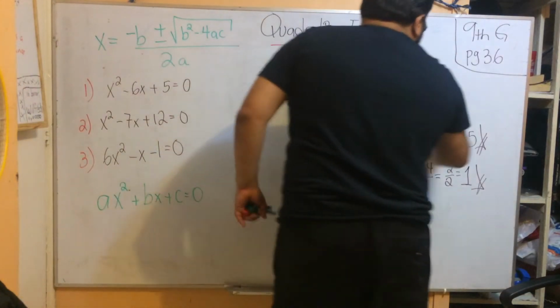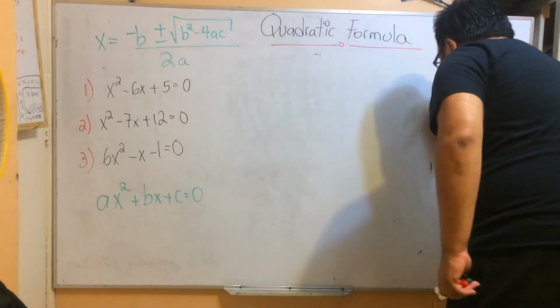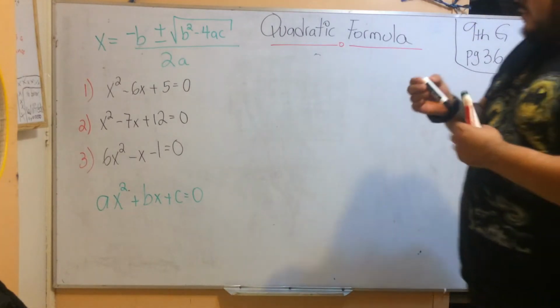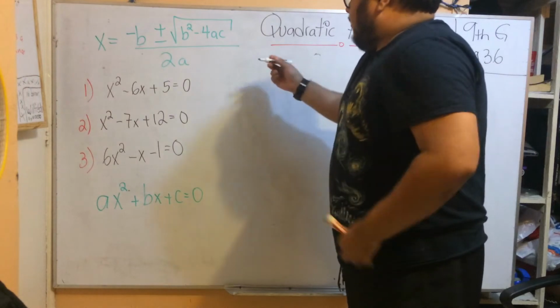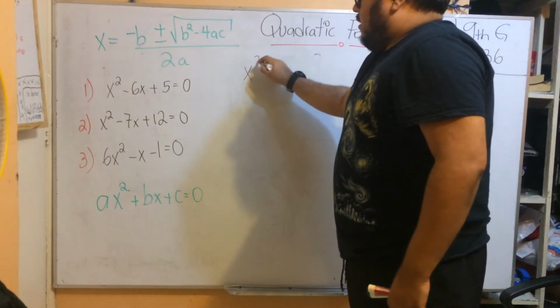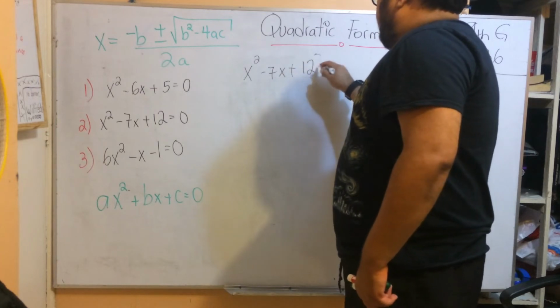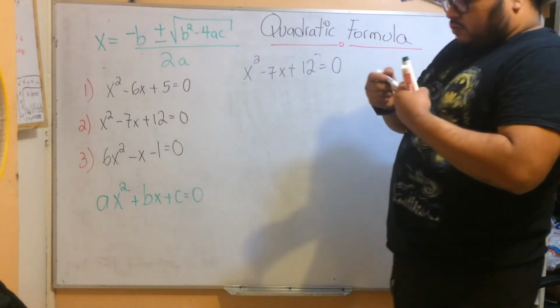Okay, when you think about it, it's not that hard. The only thing is that we need to be careful with the negative signs and the positive signs. Okay, let's do number 2. x squared minus 7x plus 12 equals 0.